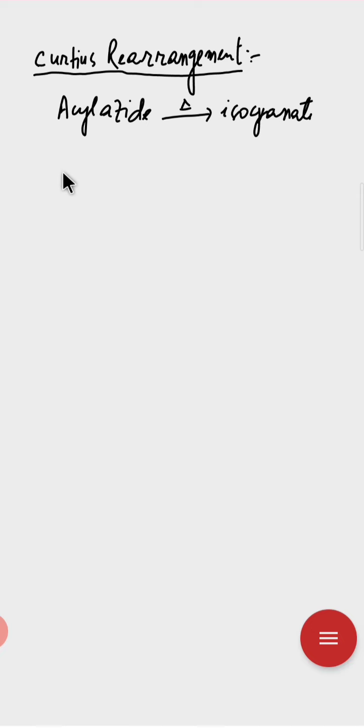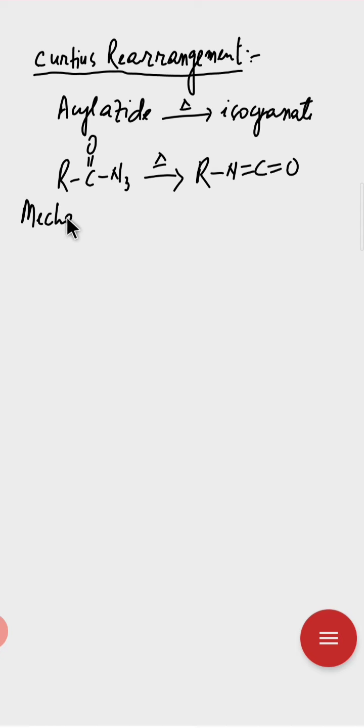Acyl azide is RC double bond O, then N3. This is acyl azide, and if it is heated, then we will get what? Isocyanate, N double bond C double bond O. This is isocyanate. Okay, let me give the mechanism of this reaction.